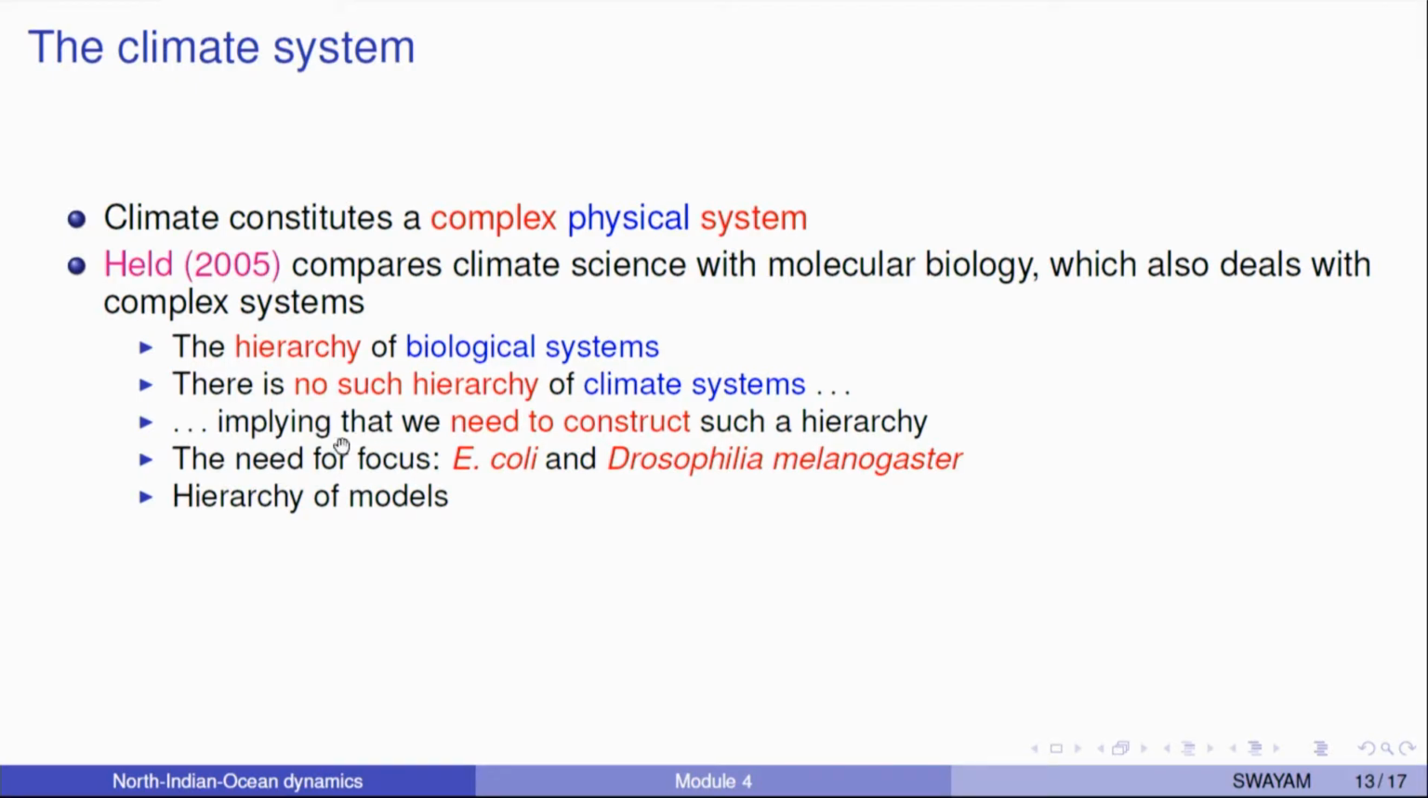Apart from that, Isaac Held pointed out one more point. He said that in spite of this phenomenal diversity and hierarchy of biological systems, molecular biologists, by consensus, have chosen to work on a few. For example, E. coli and Drosophila melanogaster. This focus allows them to make comparisons between results from different laboratories. And Held points out that while we look for this hierarchy of models, we also need to build a consensus on this hierarchy that we use.